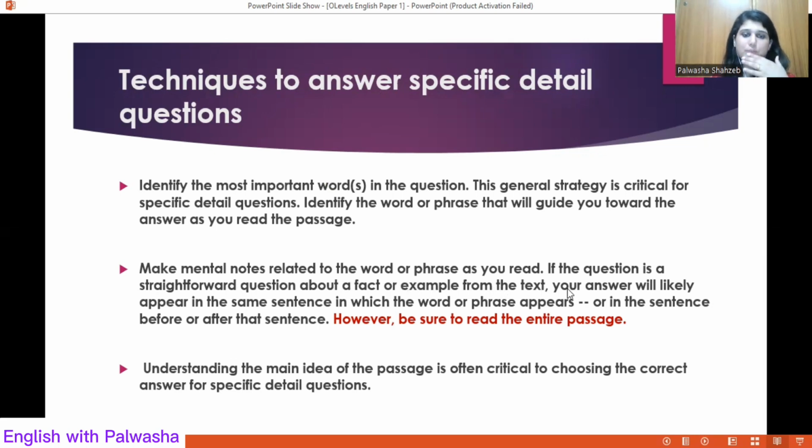If the question is a straightforward question about a fact or example from the text, your answer will likely appear in the same sentence in which the word or phrase appears, or in the sentence before or after that sentence. However, be sure to read the entire passage. All right. You are going to make mental notes. This is something very important.